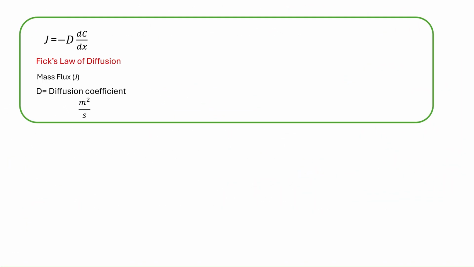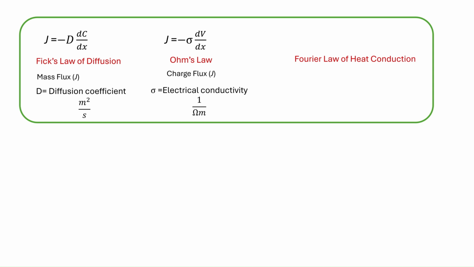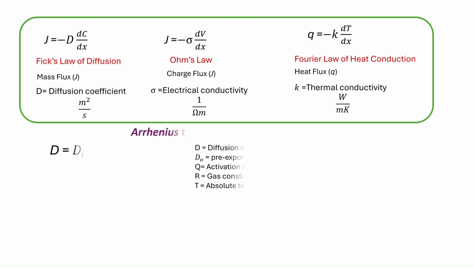Fick's first law is the twin of Ohm's and Fourier's laws. In Fick's law, flux is proportional to a concentration gradient, pointing downhill. In Ohm's law, current density J flows down towards decreasing potential V with conductivity sigma. A steep potential drop drives bigger current, just like a steep concentration drop drives bigger diffusion. Similarly, in Fourier's law of heat conduction, heat flux, Q, goes from hot to cold with thermal conductivity, K.